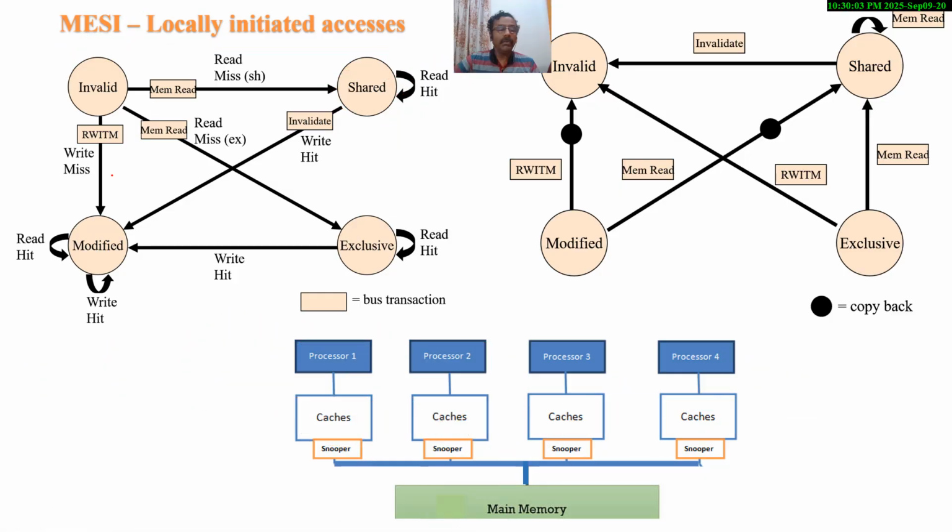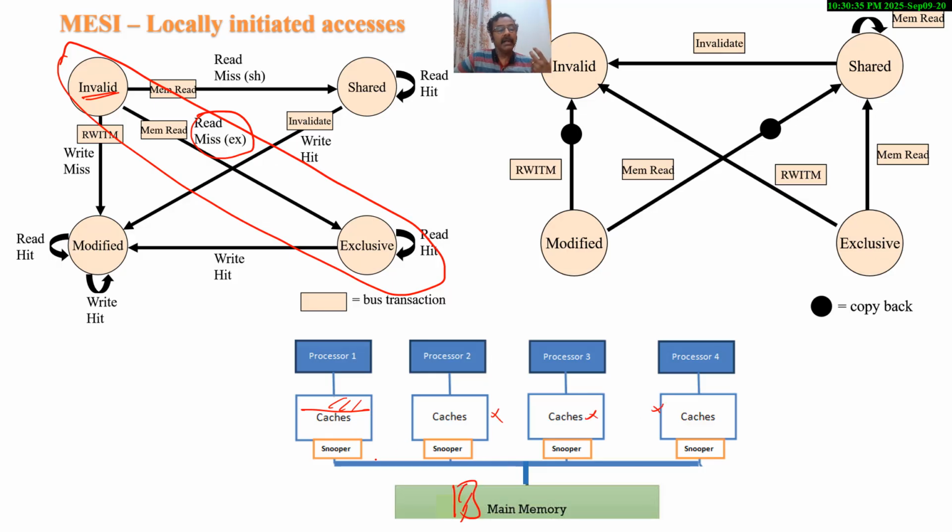Okay, now how to explain the transition of this? Suppose this is asked. You know that it is a locally initiated access. It means that I do not have that particular element, and my local processor is trying to access it for a read purpose, and it's not available anywhere else. This is the first time the processor is reading from a particular block from main memory. It is not there in any of the other caches.